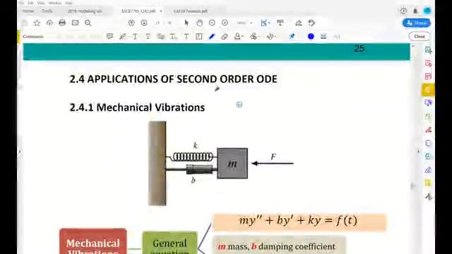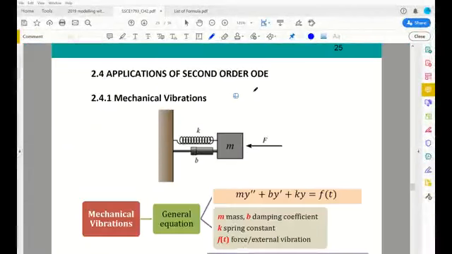Okay, page 25 now is the method, the application of second order ODE. So the first application that we discuss here is the mechanical vibration. The problem is like this.